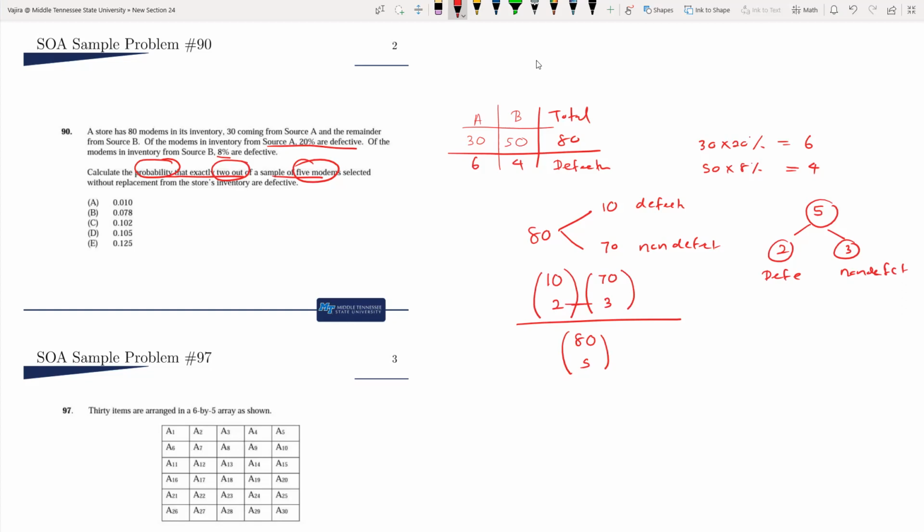So here, this is the number of ways you can choose 2 defective items from 10 defective items. And this is how you choose 3 out of 70 non-defective items. And this is the number of ways, as a group, you can choose 5 items from 80 modems. When you solve this one, you should get the answer. I'm not going to simplify this. You can do this. The answer should be 0.102.